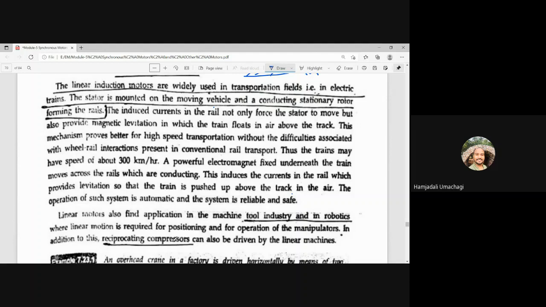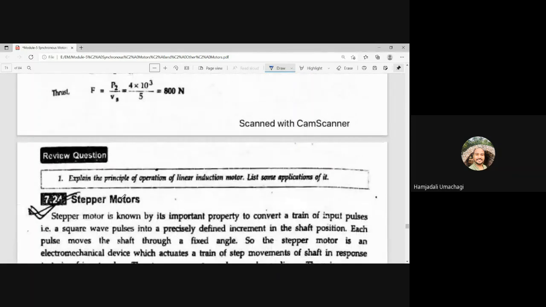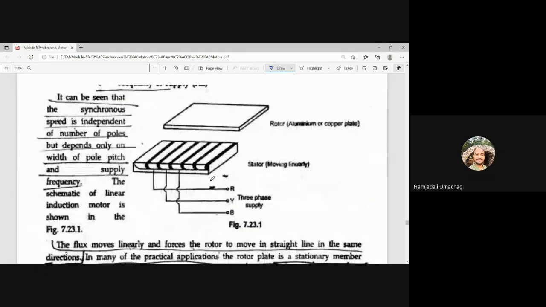So suppose in the exam, they ask a review question like this: explain the principle of operation of a linear induction motor, and list some applications of it. If this is the question, then you are supposed to answer starting from this point.